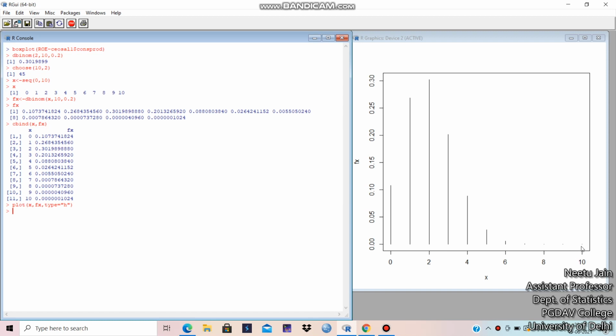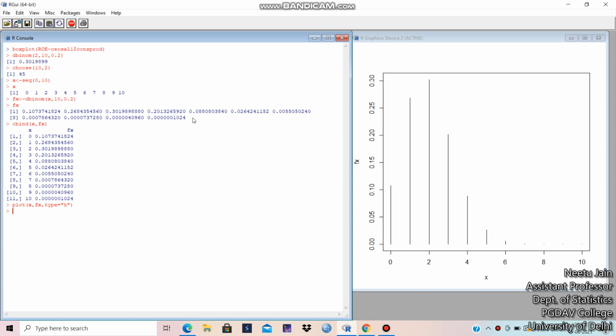Why is there no line? Because this is almost 0. Up to 6 decimal places it is 0, but it's not 0 actually. Approximately we can say so. Now how to plot the CDF of the binomial distribution?